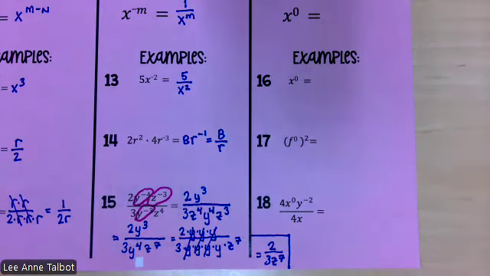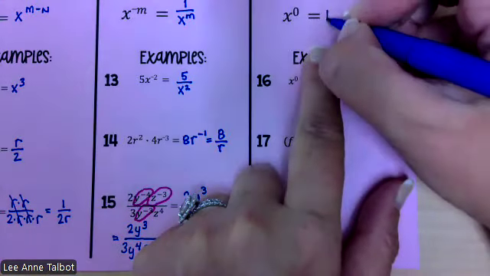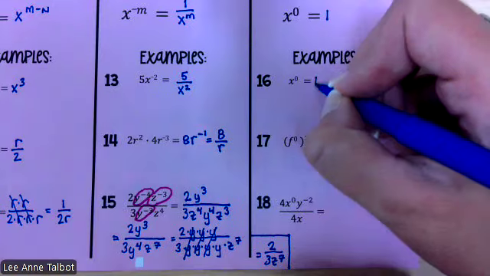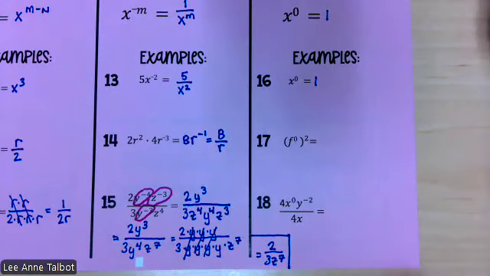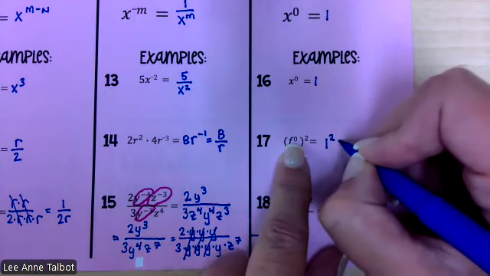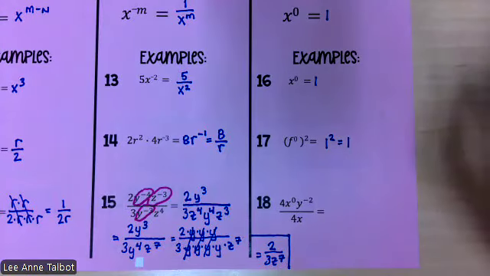Okay, last one, and this is my favorite. X to the 0 is 1. Anything to the 0 power is 1. It's great. I love it. It's super easy. F to the 0 is 1. 1 squared is what? Wasn't that awesome?